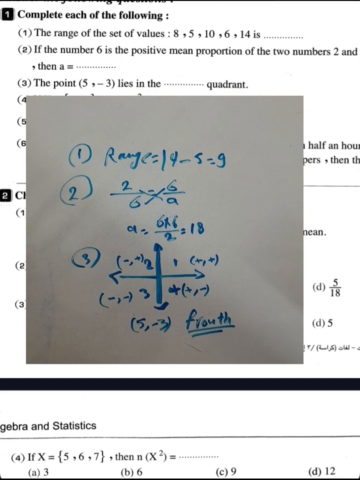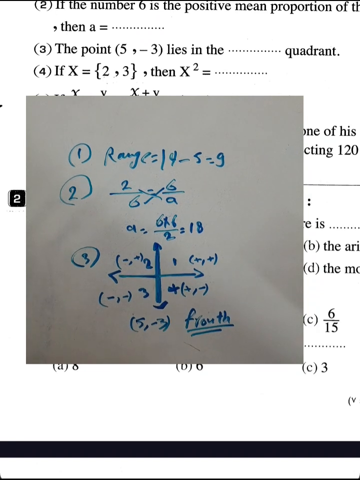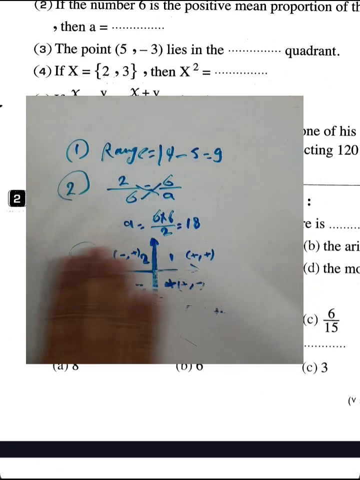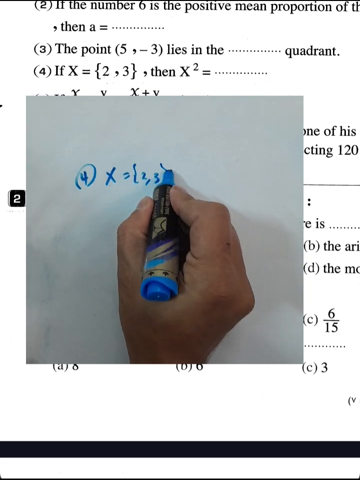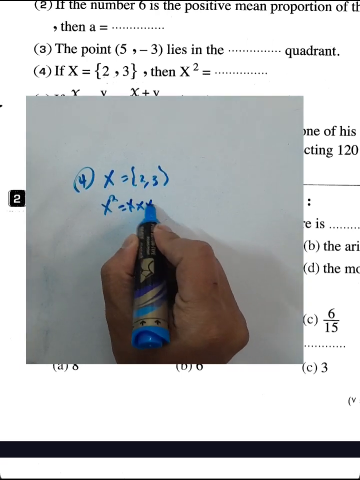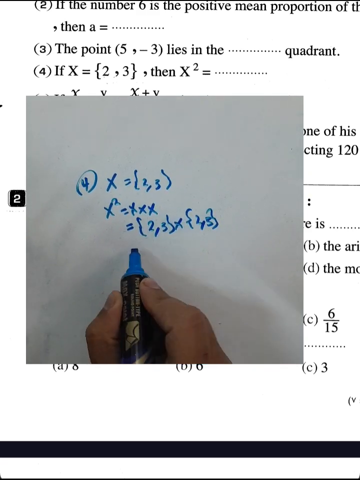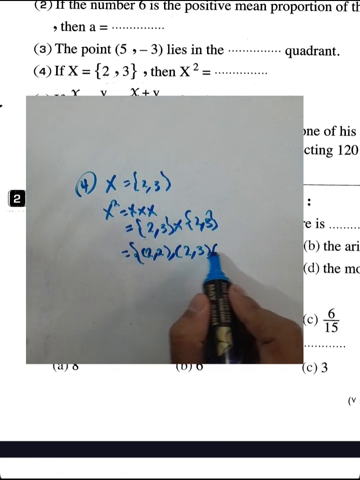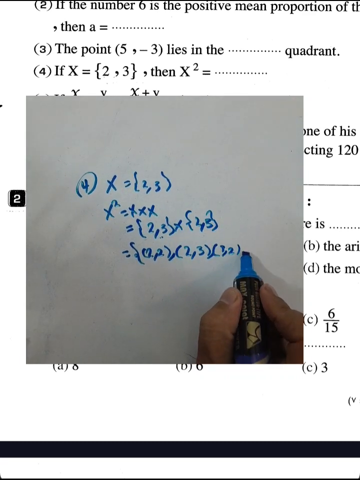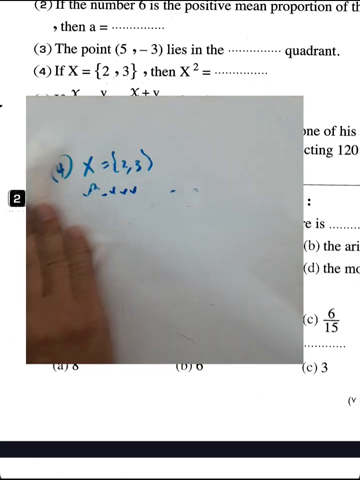Okay, next question number 4. If X equals the set of 2 and 3, then X squared equals what? X squared means X Cartesian product by itself. X equals {2, 3}, so we take the product of {2, 3} by {2, 3}. We have (2, 2), (2, 3), then (3, 2), and then (3, 3). It's the Cartesian product between X and itself.